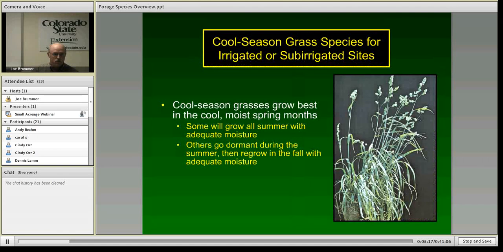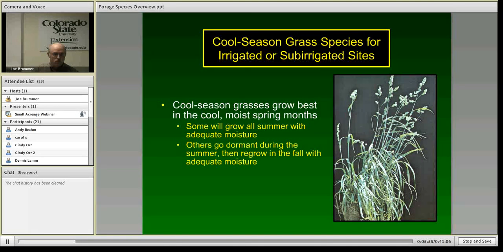So today we're going to talk about some, again, different types of species, different types of grasses. The first group that we're going to talk about is what we call the cool season grasses, and these will be ones that are suited to either irrigated conditions or sub-irrigated sites. Basically, these are going to require higher soil moisture for optimum productivity, stand bigger, those types of things. So basically, just as the name implies, cool season grasses grow best in the cool, moist spring months. That's when you can get the most productivity out of those types of species.